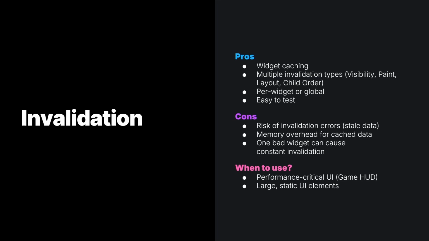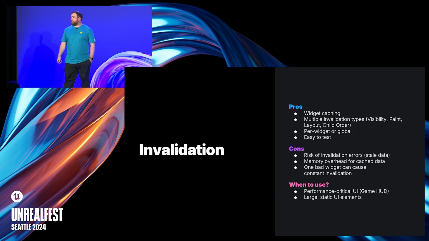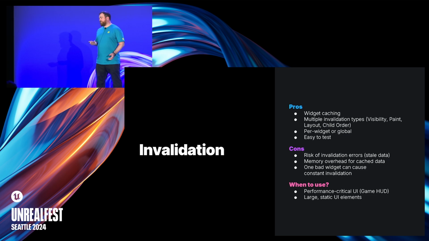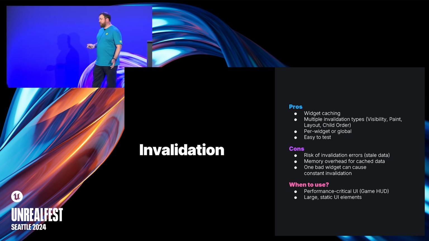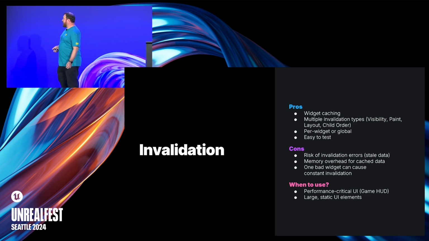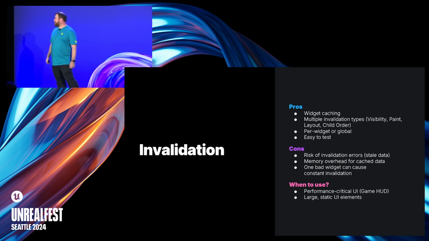In terms of pros here, caching is good. We're doing a lot less work per frame. We can do different types of invalidation. So if it's visibility that changed, or we need to repaint it, or it changed size, we can invalidate just what we need to. If it changed visuals but didn't change size, we don't need to recalculate the geometry of it. We just need to repaint it. And also, it's super easy to test, especially global invalidation. You just turn on a CVAR and it'll start doing its thing, and you can see, first of all, how much of your UI it breaks, and second of all, how much of a performance improvement you get from it.